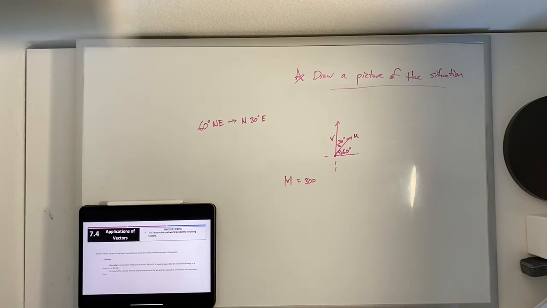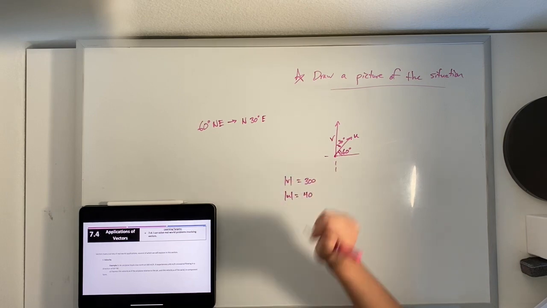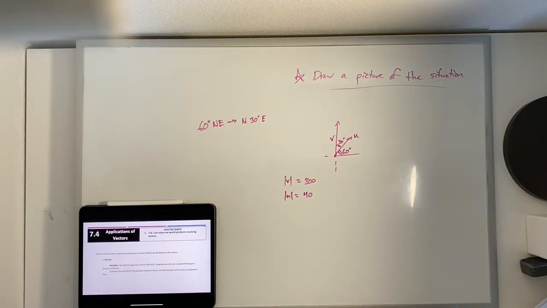All right. Now vector U, it says, is flowing at 40 miles per hour. So that means we know magnitude of vector U is 40. All right. Express the velocity v of the airplane relative to the air and the velocity u of the wind in component form.